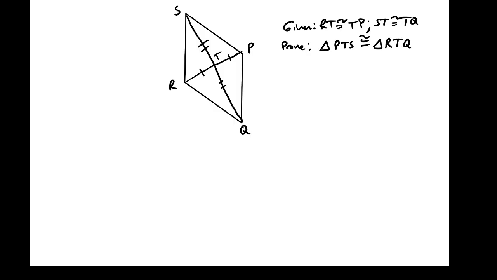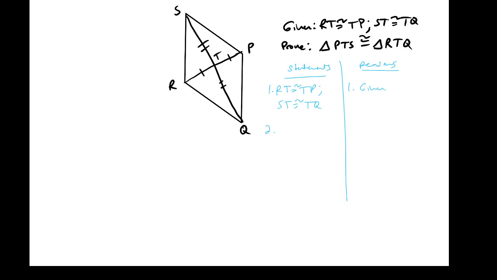So let me just sketch those out. That means that PTS, this guy, and RTQ, it's those two, okay? So let's go ahead and do our proof, right? 2 columns. This is gonna be a quick one, I think, right? Because it looks like we already have 2 of our sides given in step 1, right? RT congruent to TP, ST congruent to TQ, and that's given.